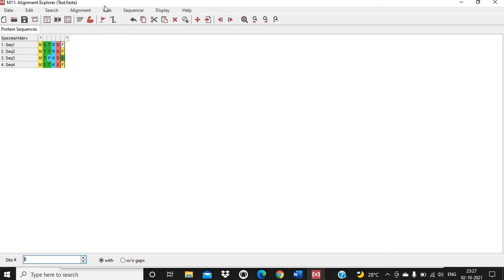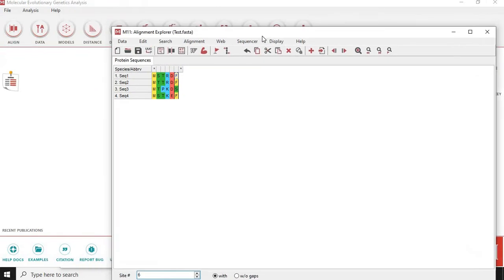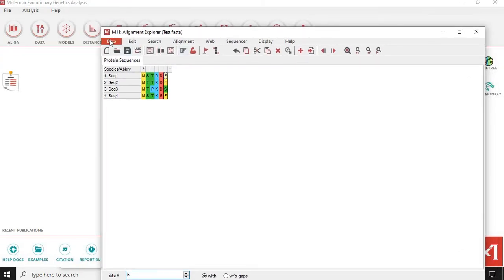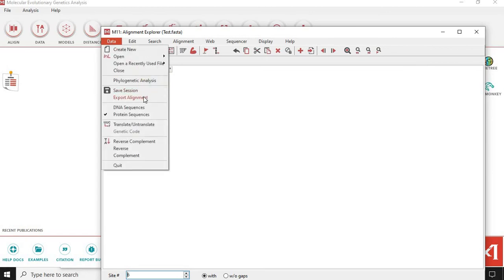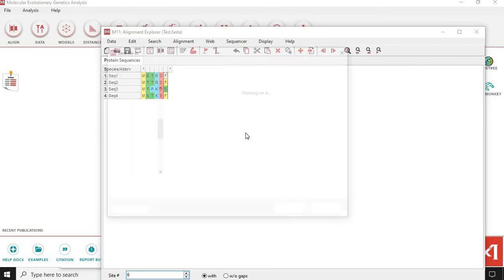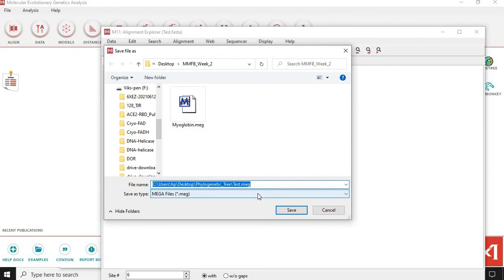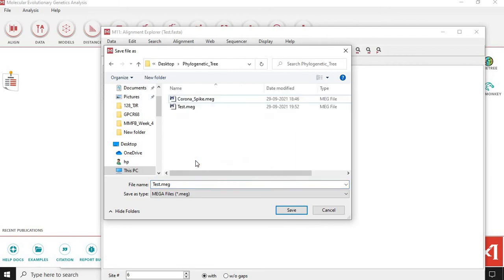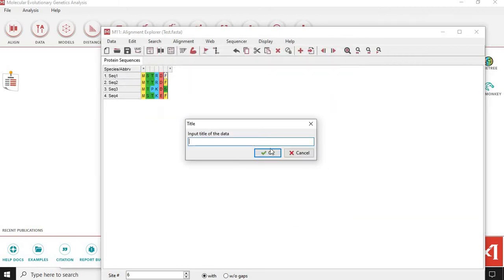So this sequence has been aligned. The sequences have been aligned, and now we have to export the alignment as MEGA format. So we have test.mega. I'm going to override this. So just input the title of the data, which is test.